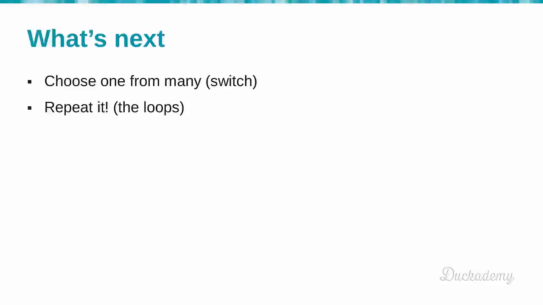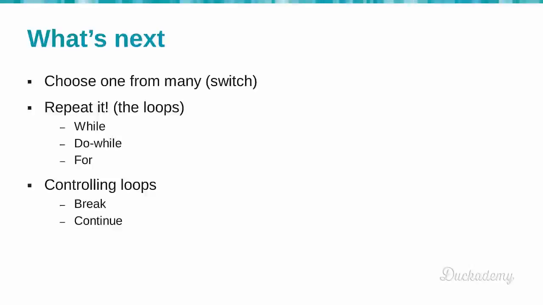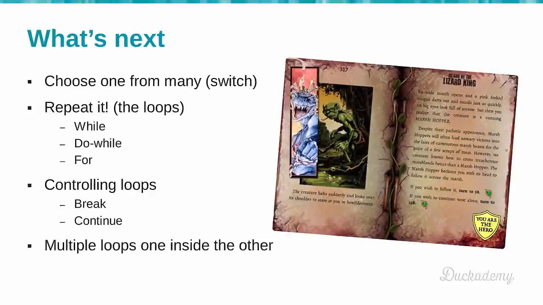You successfully hit the monster, but it is still alive. To kill it, we still need to learn a lot. So let's see what's in the next video. One of them is to choose one from many. This is the switch statement. And for repeating things, just like fighting rounds, we learn the while, the do while, and the for loop. And we will learn 2 things to control the loops, break and continue. And finally, in the next video, we will learn how to put one loop in the other. And we will continue developing our game.